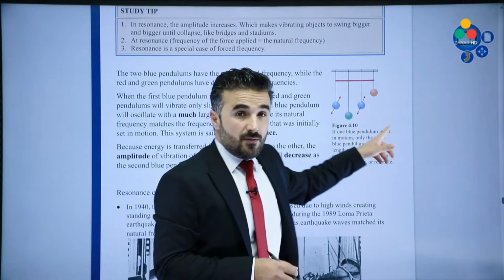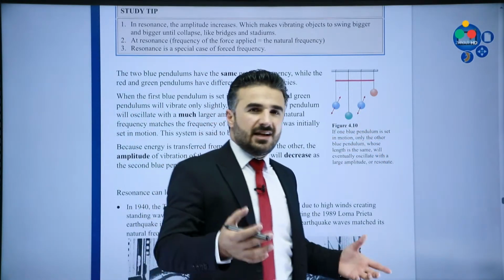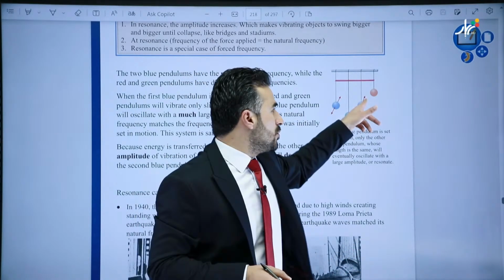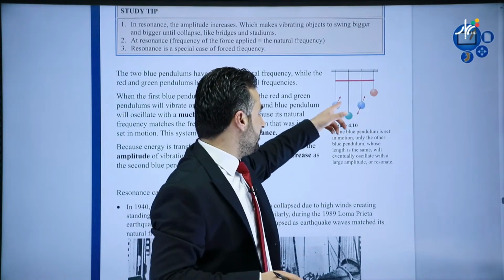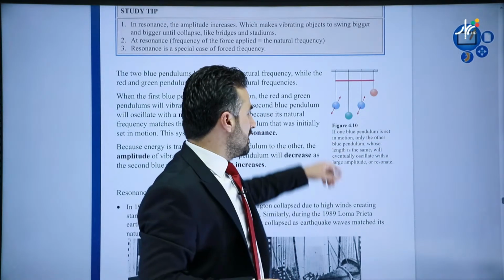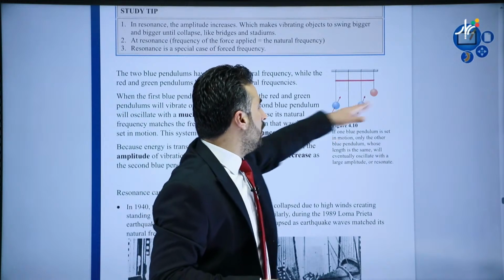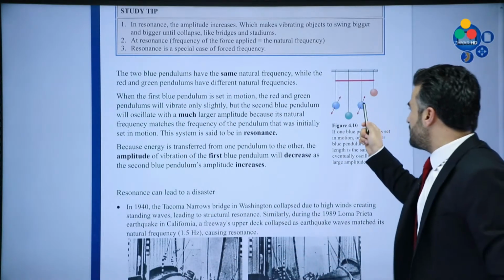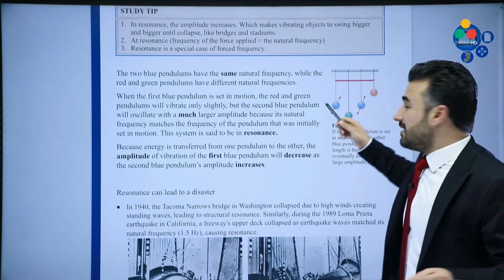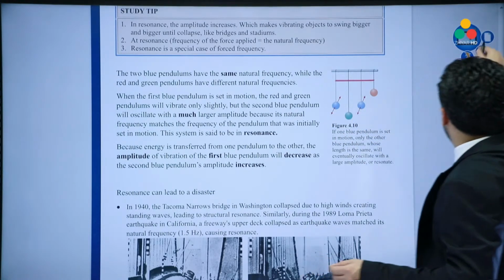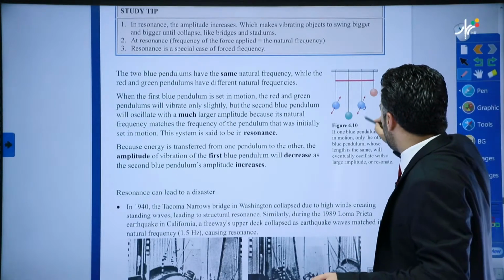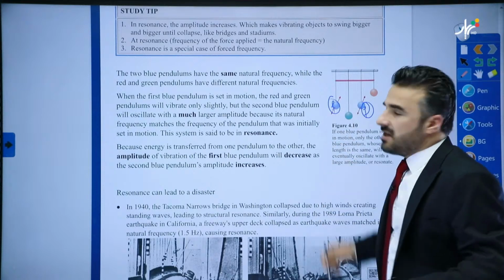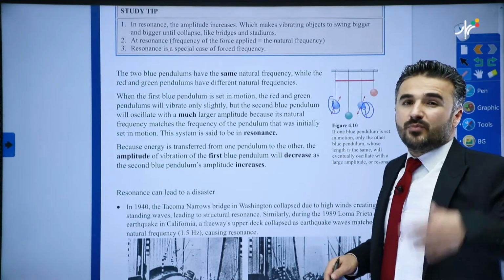So, remember this, what exactly happens here when you set this pendulum in motion? This one has the same frequency. Let's say the first blue and then the second blue. Once you give a push to the first blue pendulum, all the other pendulums start to vibrate with it. But remember, this is very important: because this pendulum's length is the same as this one, the natural frequency of this pendulum is going to be the same as the frequency that this pendulum is swinging with.